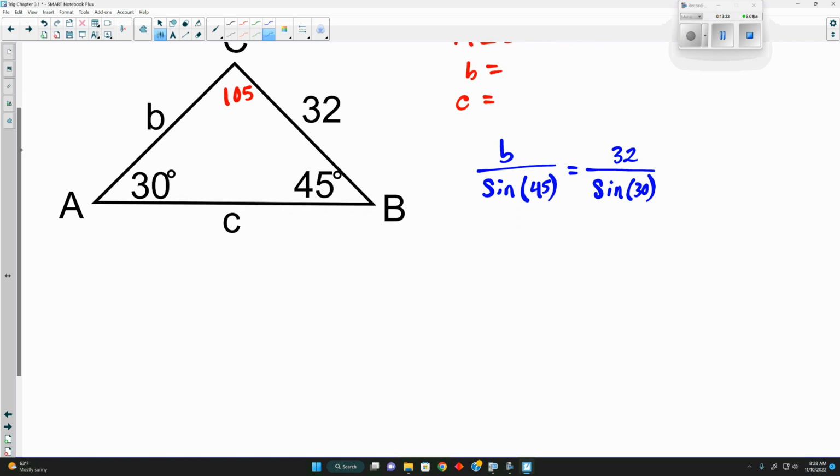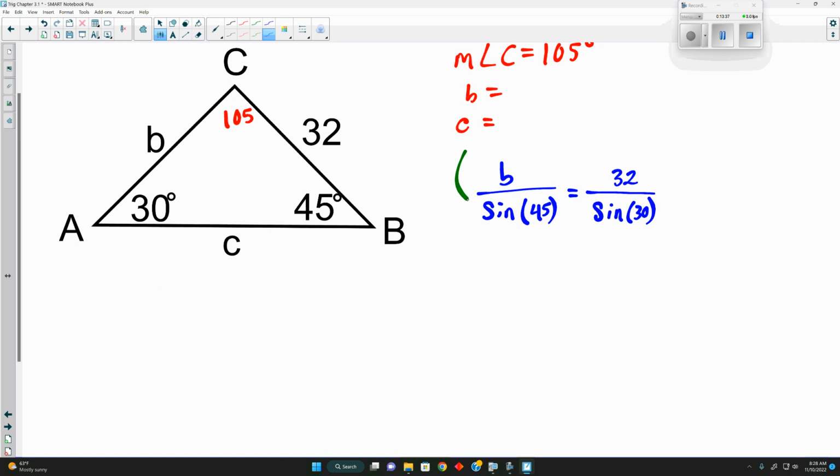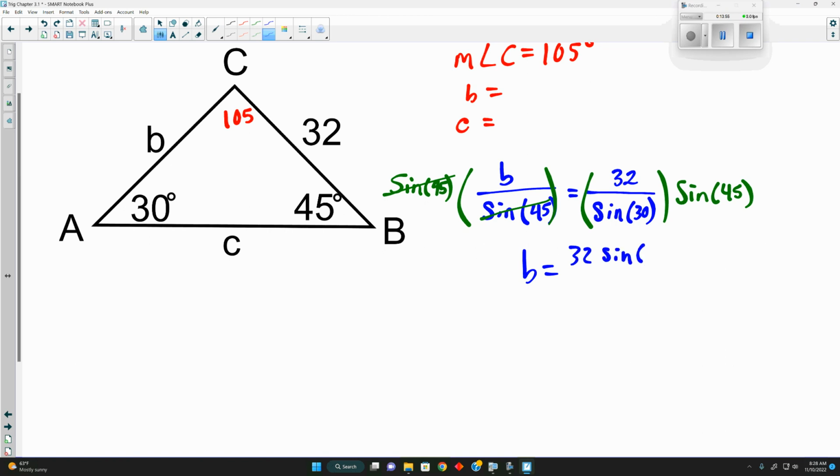Now, at this point here, scroll. We're going to multiply both sides by sine of 45 degrees, because these two will cancel. And over here, we're going to have 32 sine of 45 over sine of 30. And again, at this point here, we can type this into the calculator.